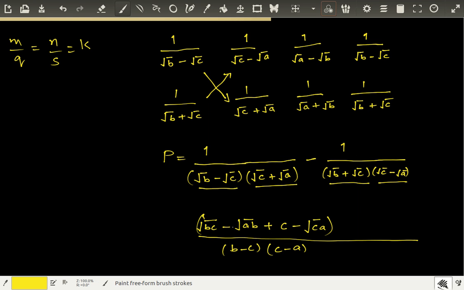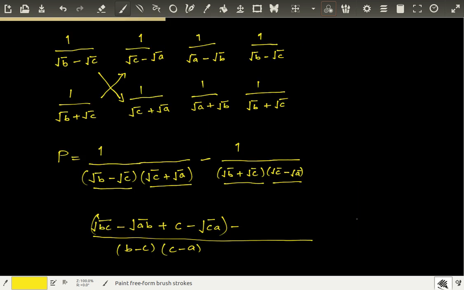This whole thing, and you subtract root b times root c, so you have root bc plus root ab minus c minus root ac. So I hope this is clear so far.